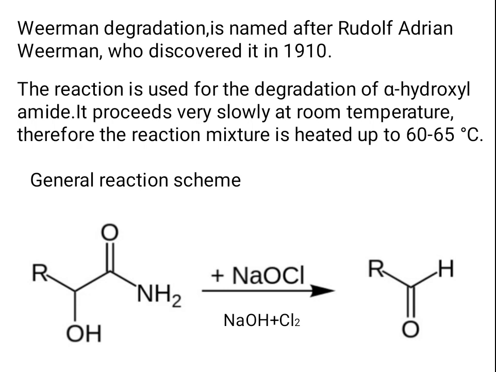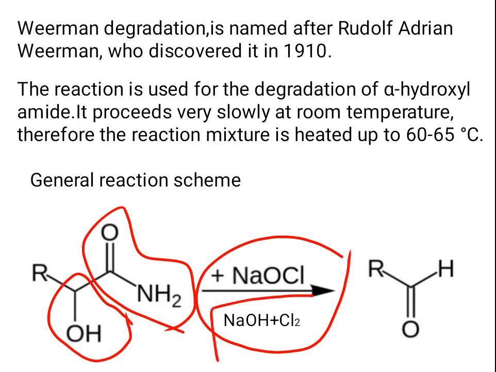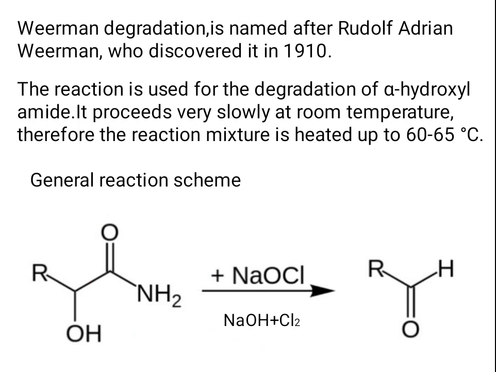This is the general reaction scheme of Wiedemann degradation. Just watch it. This is your alpha hydroxylamide. This is the amide group CONH2, and in the alpha carbon there is a hydroxyl group. That's why this is an alpha hydroxylamide. And just treat it with NaOCl. NaOCl means the combination of NaOH and Cl2. This will form the NaOCl. So you will get this aldehyde, RCHO.